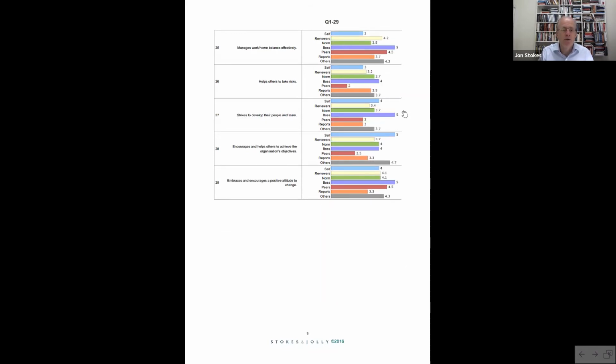And some more, total of just under 30, 29 items in all. I found that it's reasonable to expect people to complete that. Sometimes you'll find feedback questionnaires with 60 items and very lengthy. This should take somebody no more than about half an hour to complete. So there's the bar chart version of it.